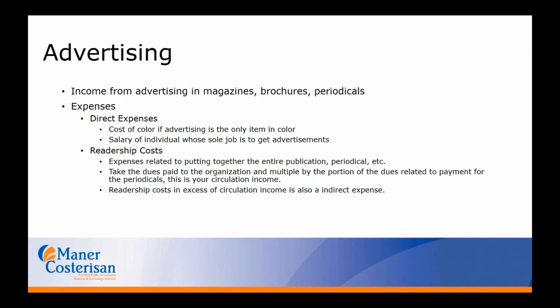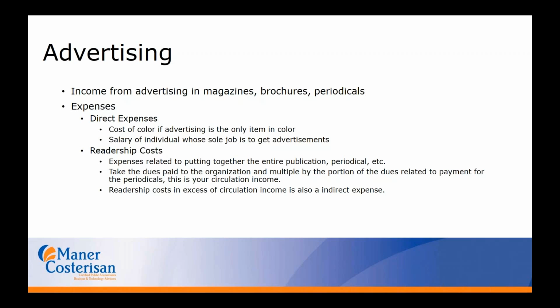Advertising is another form of UBI that we run into quite often, and we talked about that last week. It's income from advertising in magazines or publications, brochures, things we have on our website. And if we've determined that it's UBI, you can have your direct expenses, and this is reported on a different part of the 990-T. I put a couple examples on there. Cost of color, if the only part of the publication that is color is advertising. Or you have one person whose sole job is to get advertisements, so the salary and benefits of that individual. Those would be direct expenses.